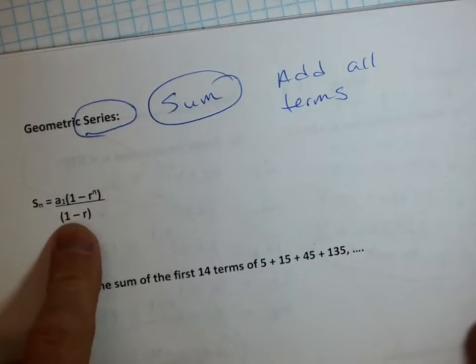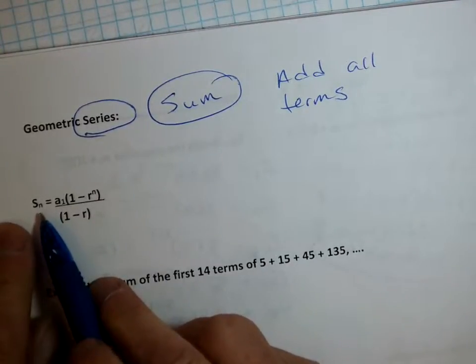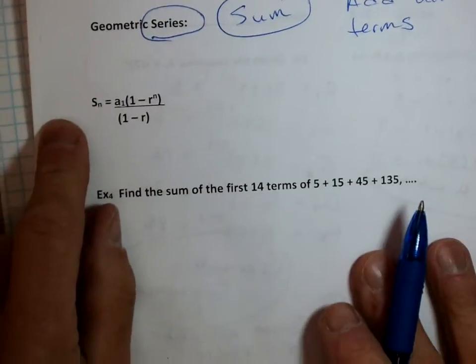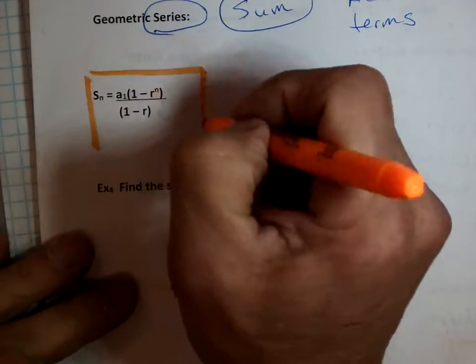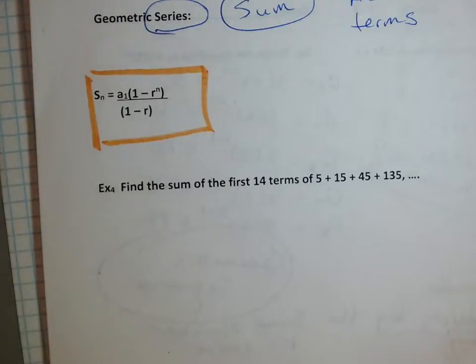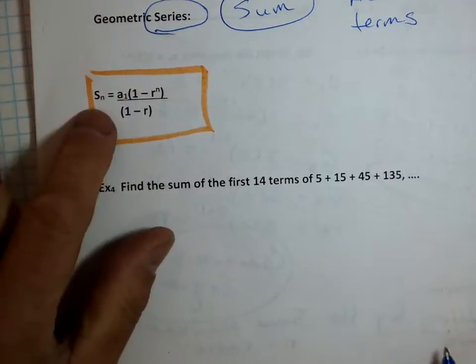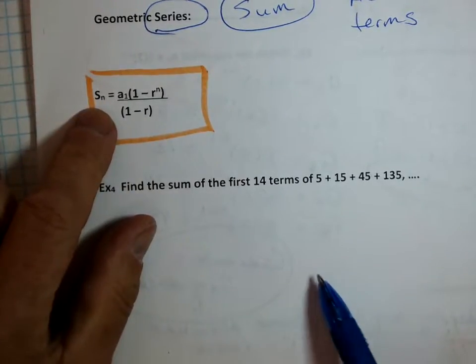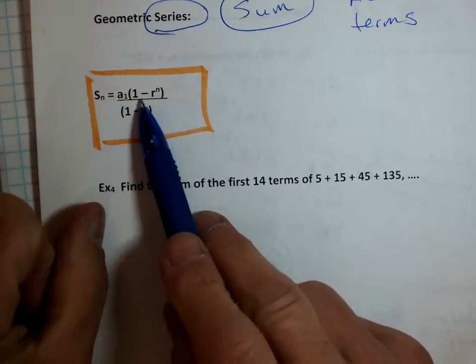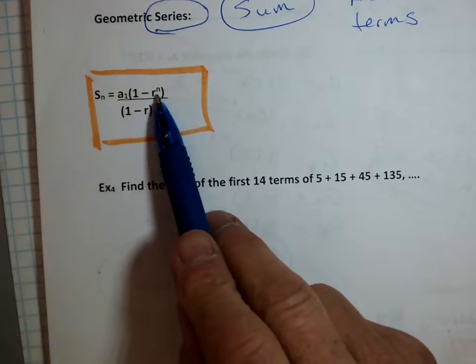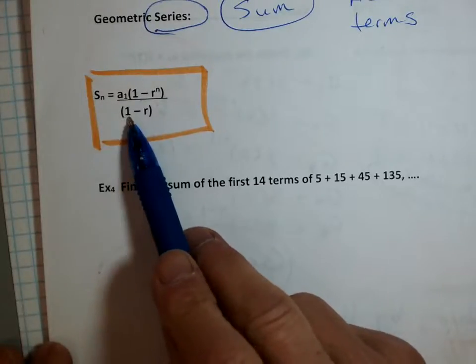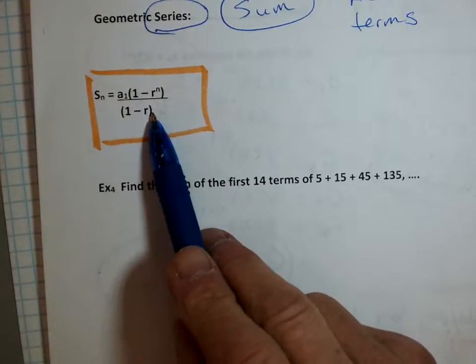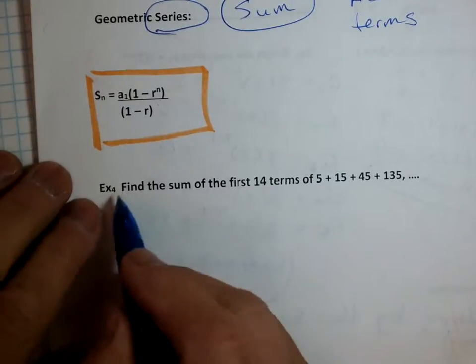So here's our formula, S of n. S means sum. S of n means the sum of however many terms. A1 is our first term, times 1 minus r to the n power, whatever term we want, all divided by parentheses, 1 minus your multiplier. You have to have the parentheses. R is your multiplier. So let's look at example 4.